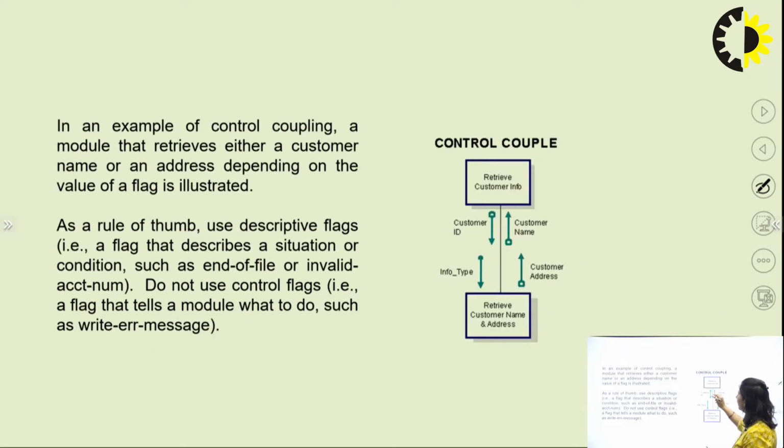Here is an example. I am passing the customer ID along with some information type, and in return I am receiving the customer name or the customer address, whichever information I need. So in this example, the module retrieves either the customer name or the customer address depending upon the flag value that I have illustrated here. If I send the ID and the flag value, it depends on whether the customer name or the address has to be sent.